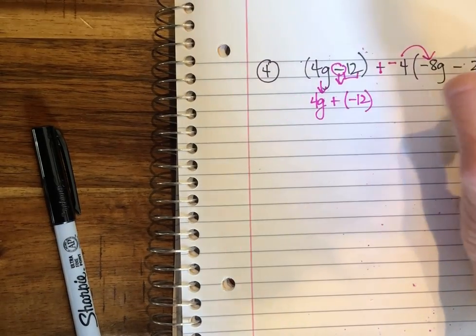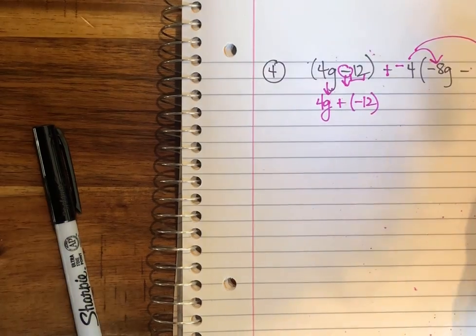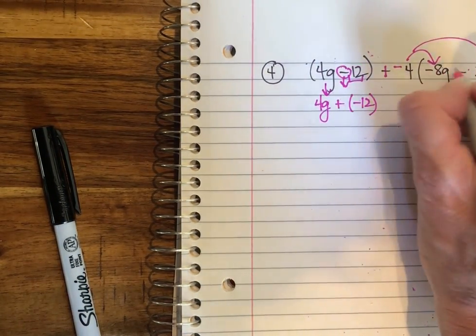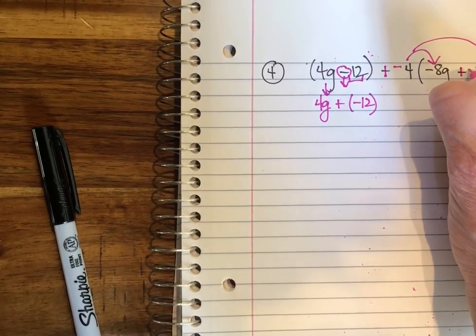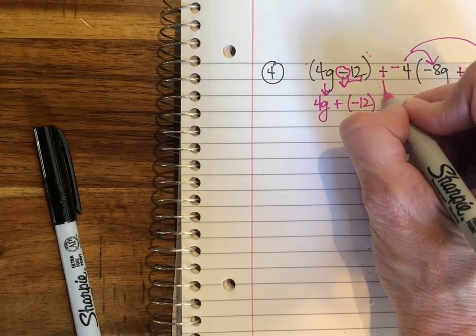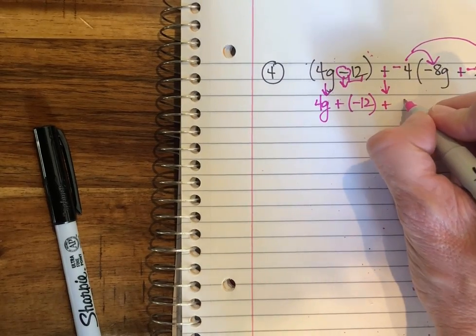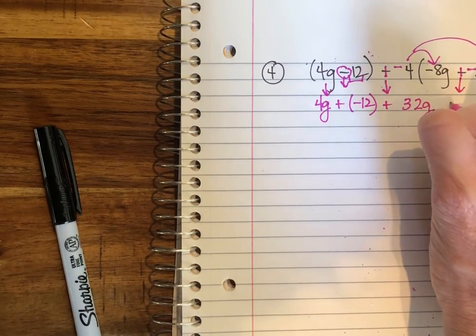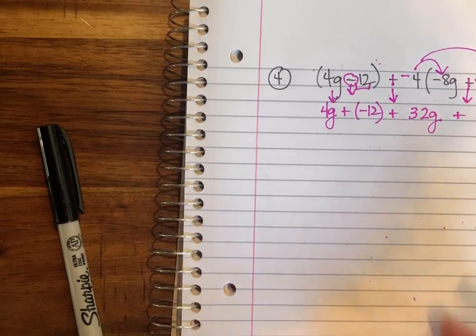Let's distribute that first. Okay? So actually, let's change this one first before we do the multiplying. We have to change all our subtractions. So subtraction changes to addition. The 2 turns into a -2. So drop down your addition symbol here. -4 times -8 is 32g. Drop down your addition symbol. And -4 times -2 is +8.